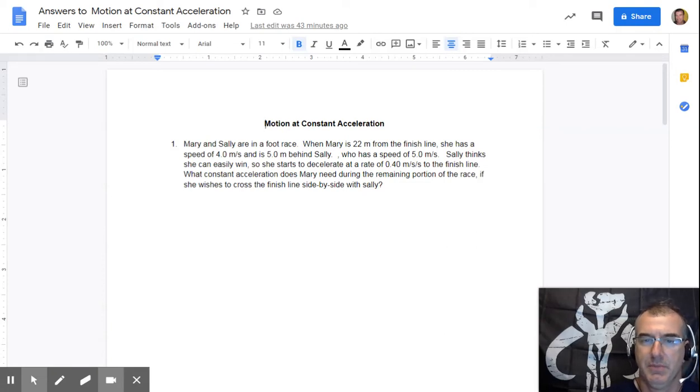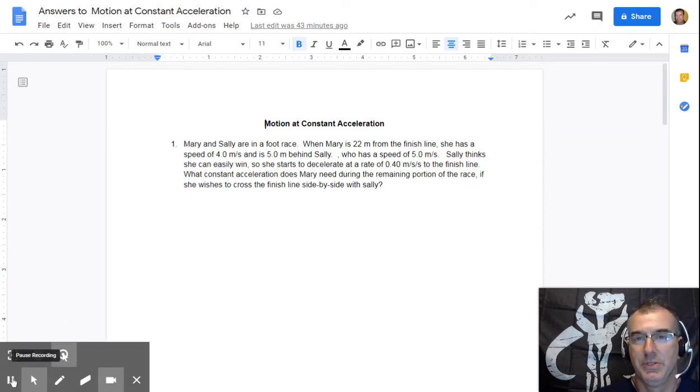So question number one: Mary and Sally are in a foot race. Mary is 22 meters from the finish line. She has a speed of 4 meters per second and is 5 meters behind Sally, who has a speed of 5 meters per second. Sally thinks she can easily win, so she starts decelerating at a rate of 0.4 meters per second squared to the finish line. What constant acceleration does Mary need during the remaining portion of the race if she wishes to cross the finish line side by side with Sally?